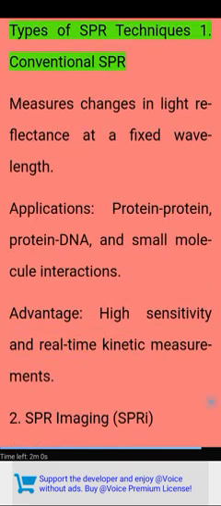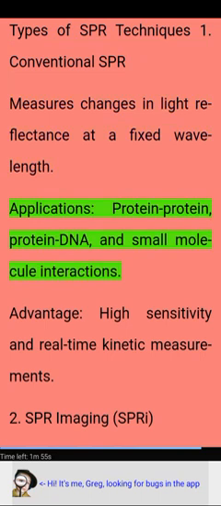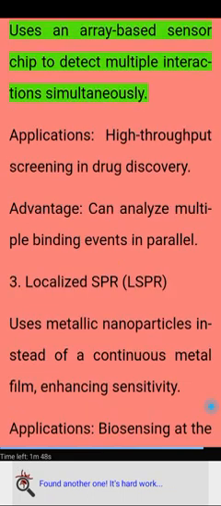Types of SPR techniques. 1. Conventional SPR measures changes in light reflectance at a fixed wavelength. Applications: protein-protein, protein-DNA, and small molecule interactions. Advantage: high sensitivity in real-time kinetic measurements. 2. SPR imaging (SPRI) uses an array-based sensor chip to detect multiple interactions simultaneously. Applications: high throughput screening and drug discovery. Advantage: can analyze multiple binding events in parallel.